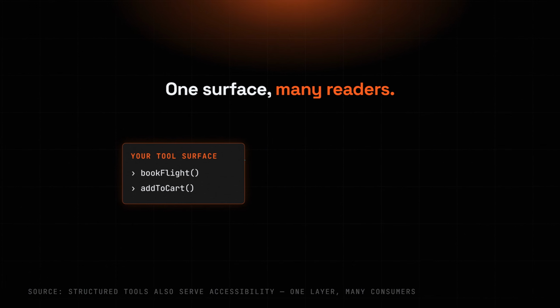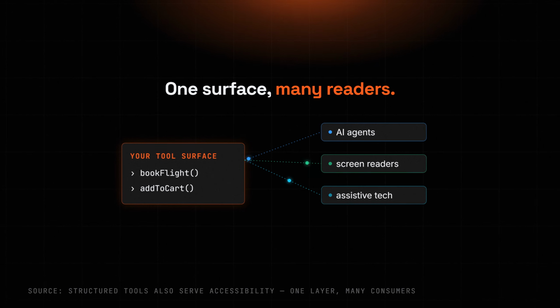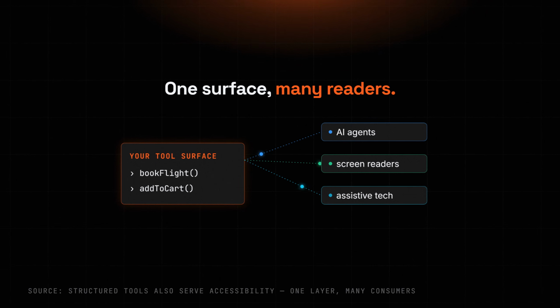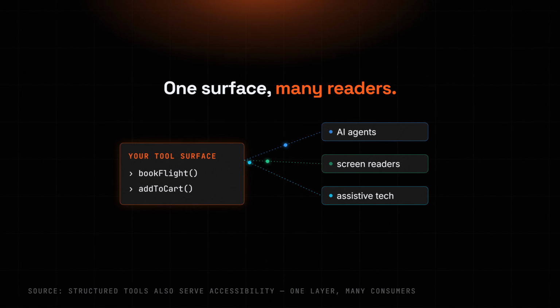There is even a quiet bonus. The very same tools you publish for AI agents also give a clean, reliable surface to screen readers and assistive technology. Build one structured layer, and you end up serving humans and machines at the very same time.